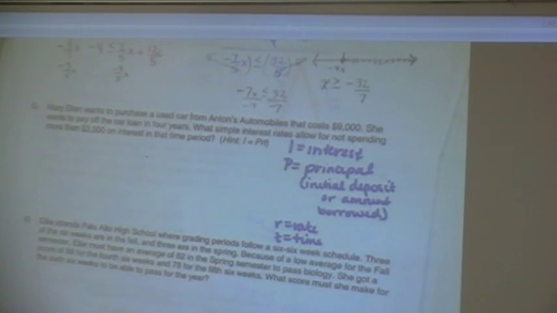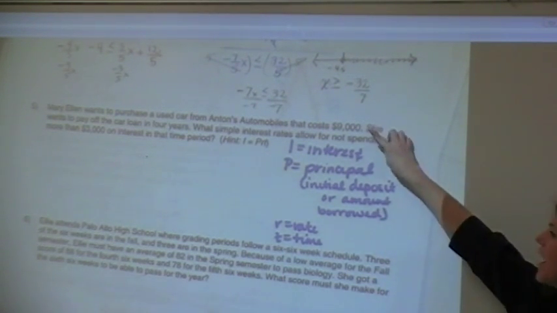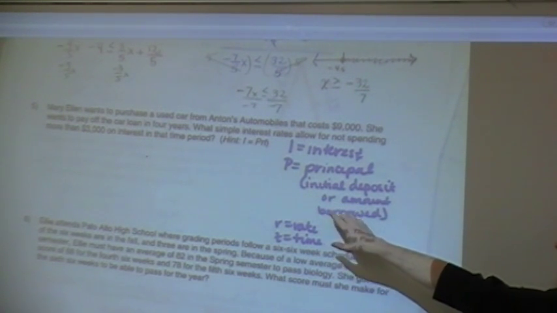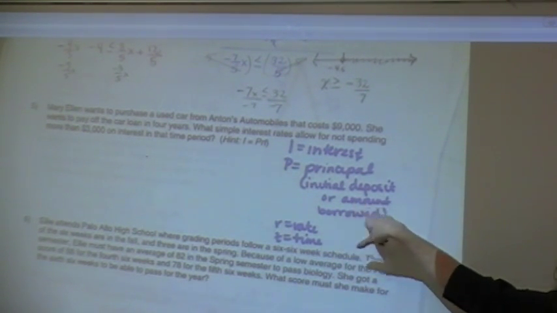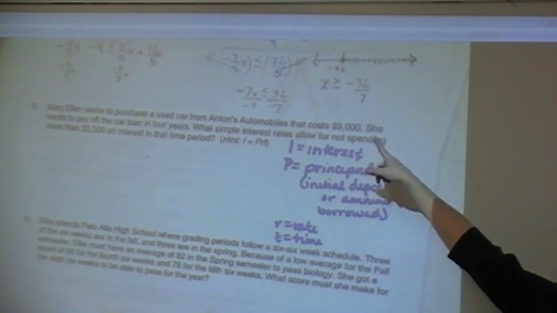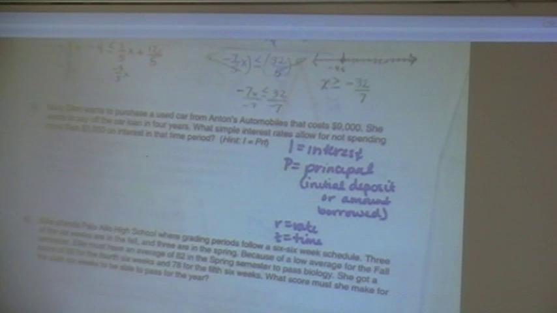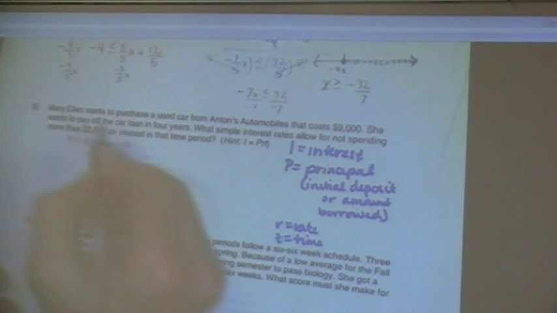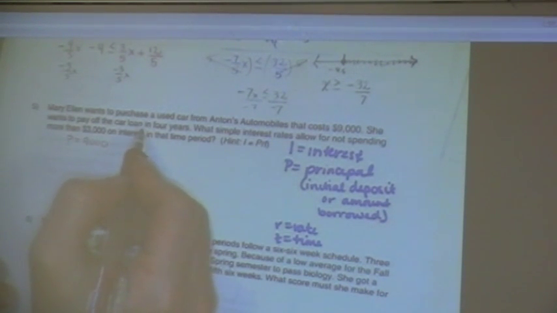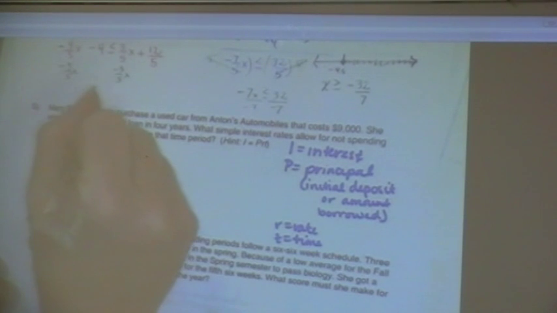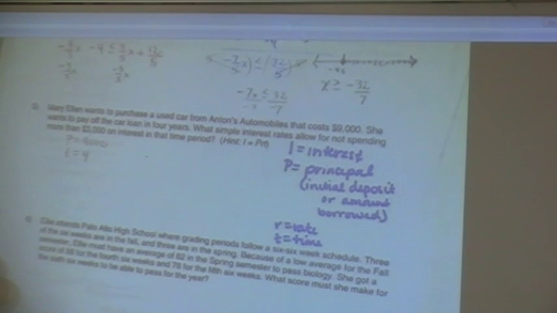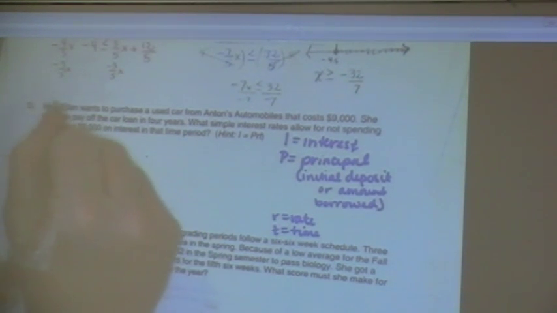So Mary wants to purchase a used car from Anton's Automobile. It costs $9,000. So what's that 9,000? Which one of those things is this? It's the original amount that you're going to borrow, because that's how much the car costs. So I'm going to borrow $9,000, so it's my P. P is 9,000. She wants to pay off the car loan in 4 years. T is 4. What simple interest rates allow for not spending more than $3,000 in interest? So I know I is 3,000.